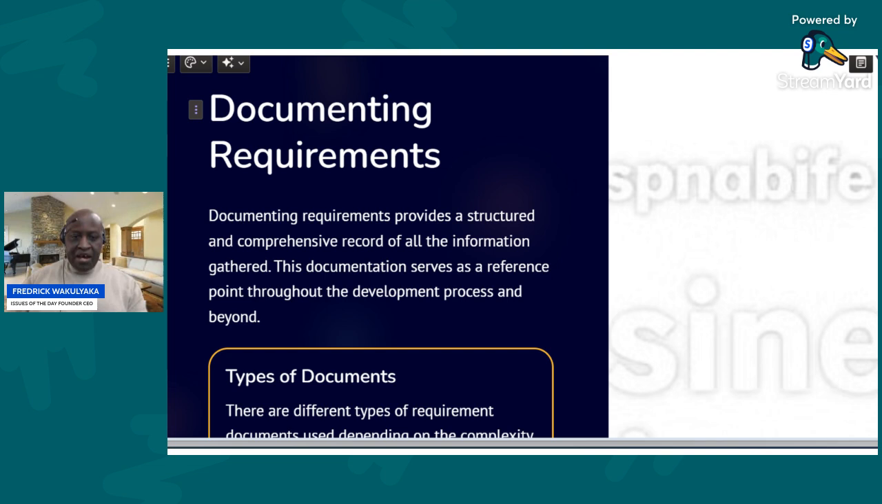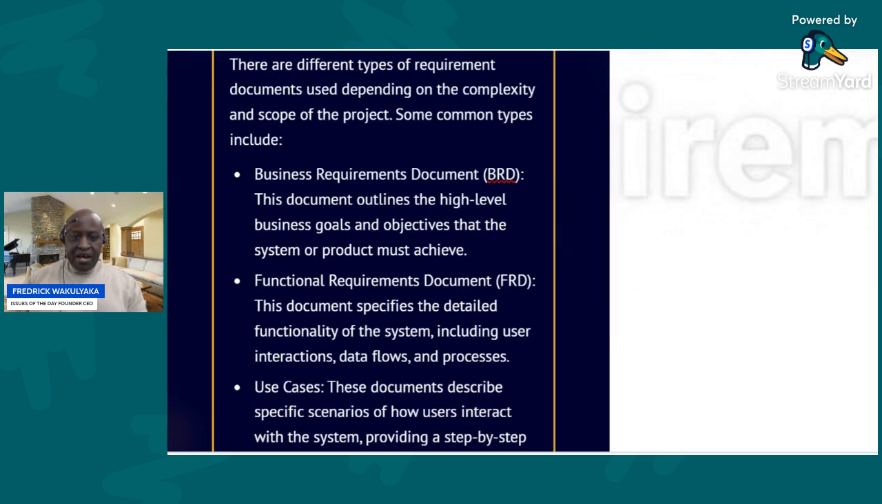Types of documents. There are different types of documents used depending on the complexity and scope of the project. Some common types include Business Requirements Document, BRD. This document outlines the high-level business goals and objectives that the system or product must achieve. Functional Requirements Document. This document specifies the detailed functionality of the system, including user interactions, data flows, and processes.